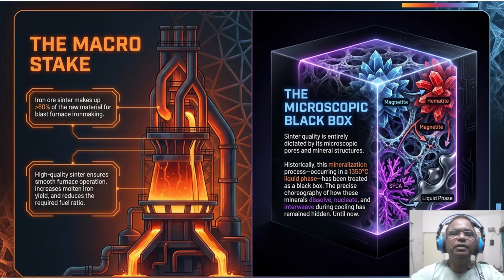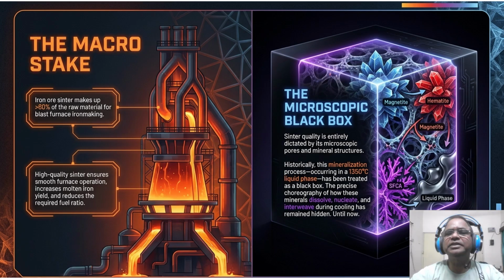Now coming to this very important slide, in which we are going to discuss a lot on iron ore sinter, which comprises over 80% of blast furnace raw material, making its quality paramount for the smooth operation and high molten iron yield.